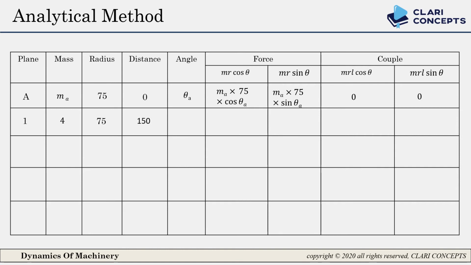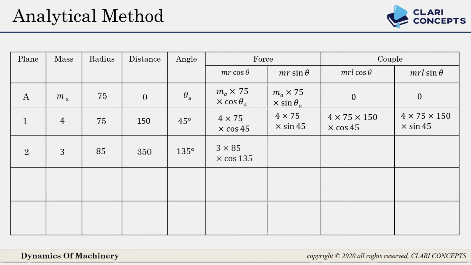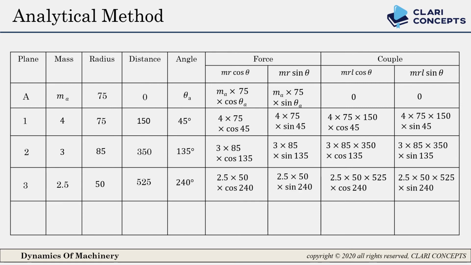Here, this distance from the reference plane, or you can say from plane A, and theta 1, which is given in the question, is 45 degrees. Now put this value, 4 into 75 into cos 45 and 4 into 75 into sin 45, in the force column. Now write a couple, which is the force into 150, and in the sine also the force component of sine into 150. Same for all these terms. It means for mass m2 and mass m3, which are placed in planes 2 and 3.